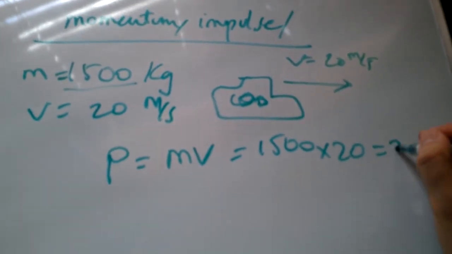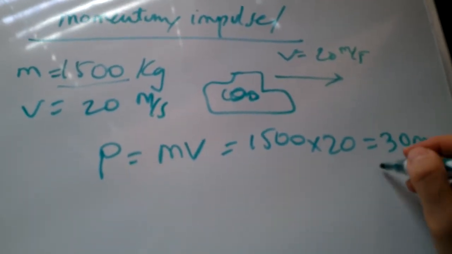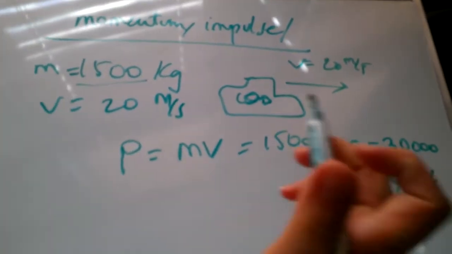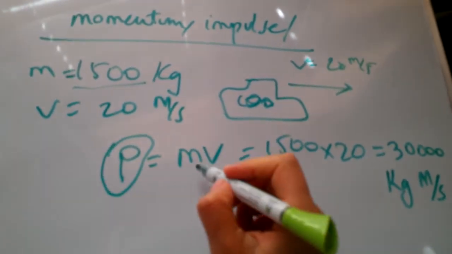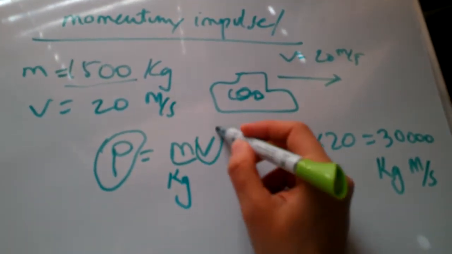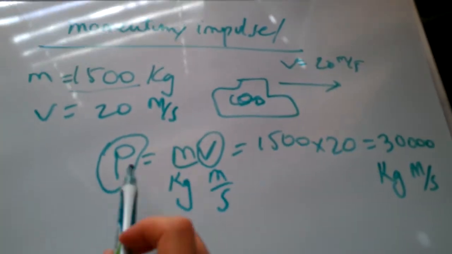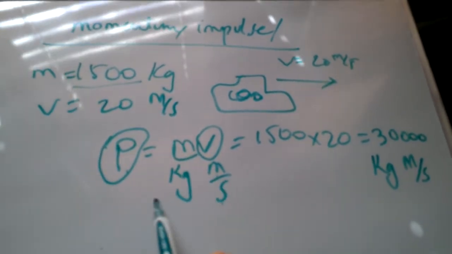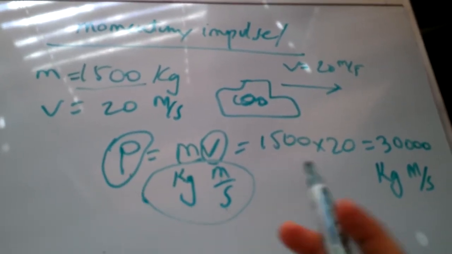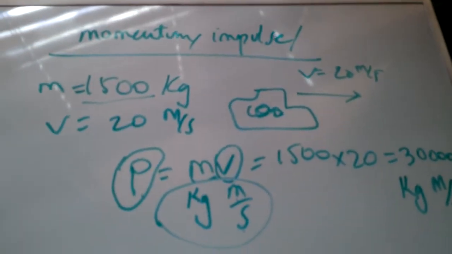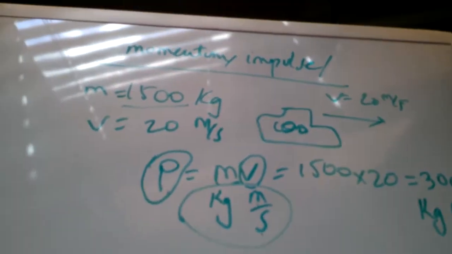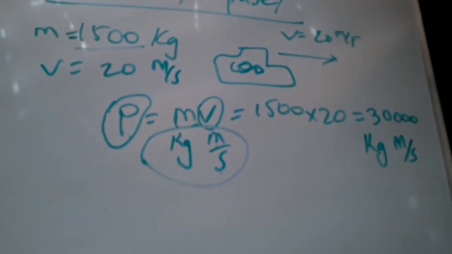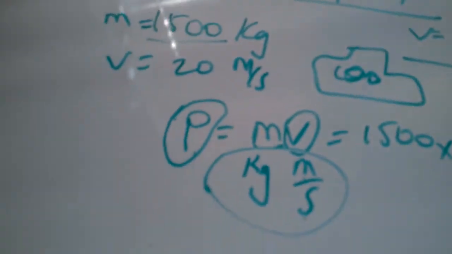That gives you 30,000. One thing I forgot to mention is the units of momentum. Since mass is in kilograms and velocity is meters per second, units of momentum turns out to be kilograms meters per second, and there is no nickname for it. So it's just kilograms meters per second. So that's the first question, which is essentially just using the definition of momentum to see what the momentum of this car would be, and so that's basically that.